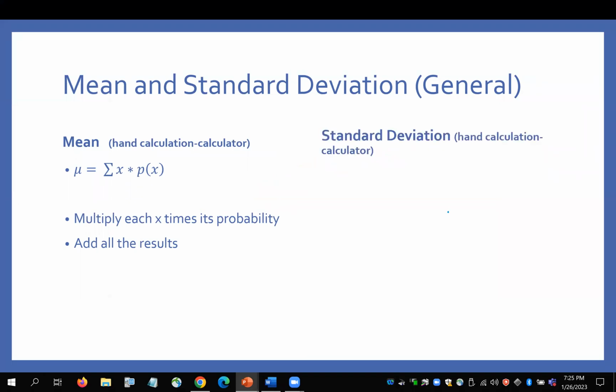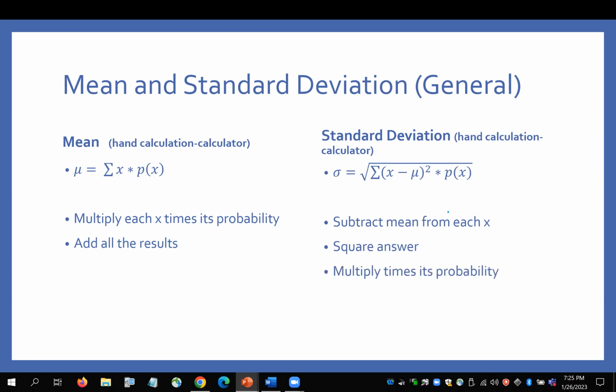For the standard deviation, the formula looks a little wonky, so hang on. The standard deviation is the square root of the sum of x minus the mean squared times the probability of x. Okay, so this one's a little bit different. You have to subtract the mean that you just calculated from each x, square it, multiply the answer times the probability, and then add the values up.